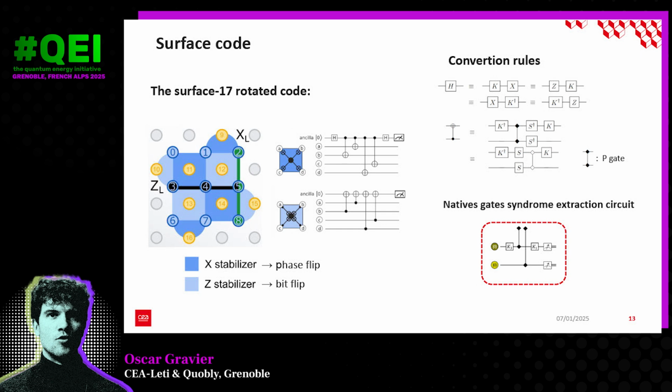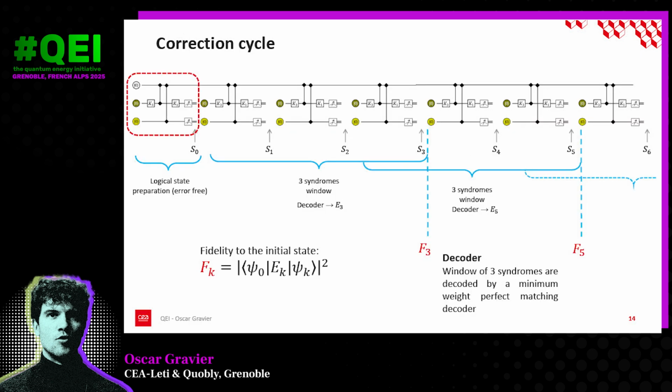In this code, you have two stabilizers: the X stabilizer, enabling detection of phase flips, and the Z stabilizer for bit flips. And both have a dedicated quantum circuit. But as you know, we want to map it to dedicated hardware, so we use conversion rules. So Hadamard will be converted into a K gate, which is a native gate, and CNOT gate to a P gate. And thanks to these conversion rules, we can obtain the native gate syndrome extraction circuit, which will be represented in the following with this symbol. And then this syndrome extraction circuit takes place in a correction cycle. So here we will extract repetitively.